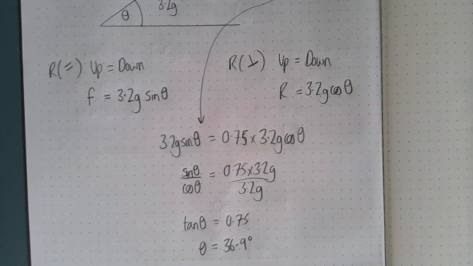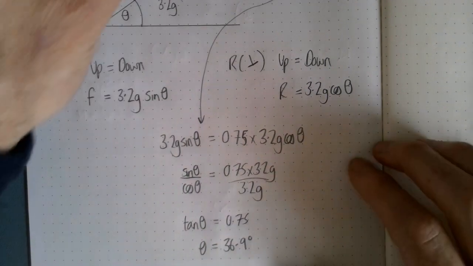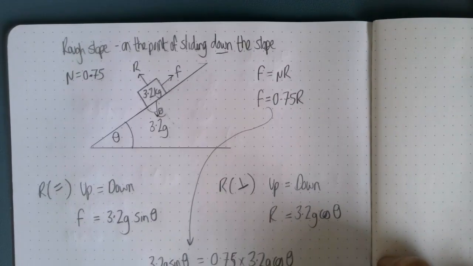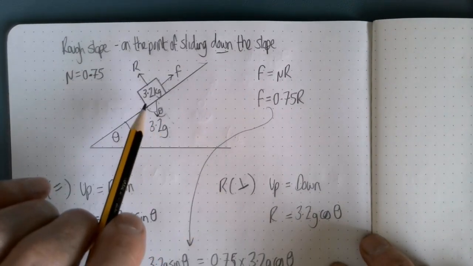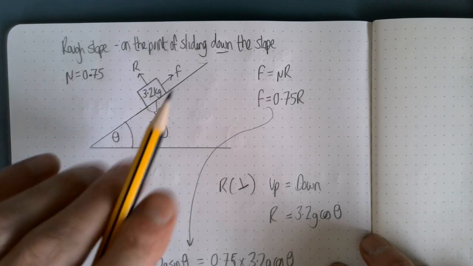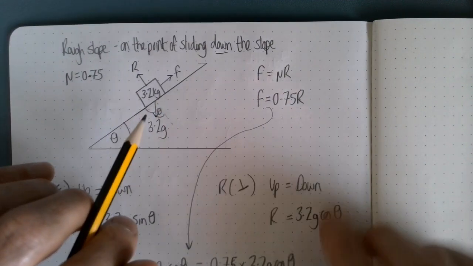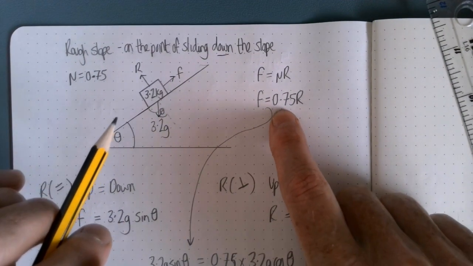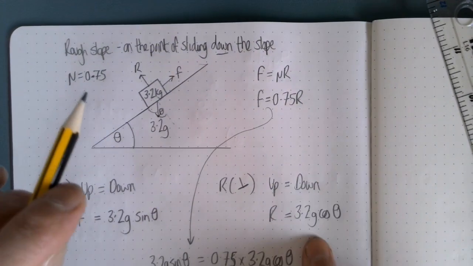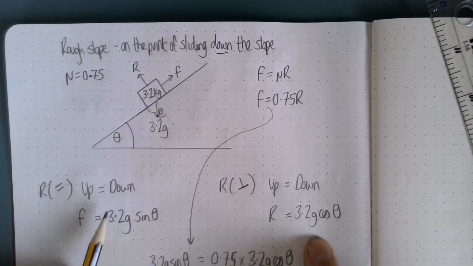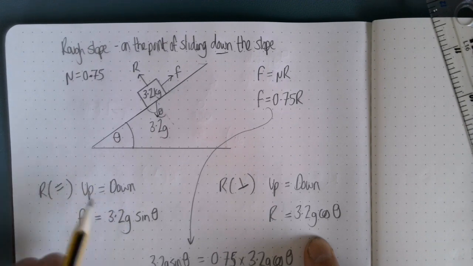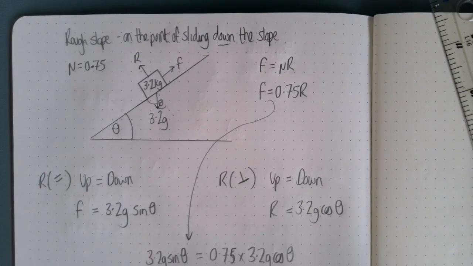Okay, so that's the sort of problem that we've been dealing with, friction at its maximum value, because this is about to slide down the slope. If it was already sliding down the slope, then this calculation would be the same, and this calculation would be the same, but this calculation would not, because the force would be unbalanced, so you'd have to use F equals ma for that one.